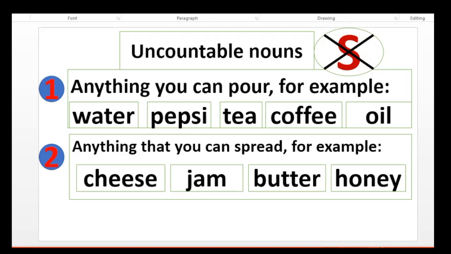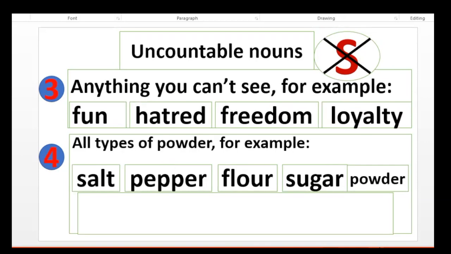Now let's have a look at the uncountable nouns. Uncountable nouns are anything that you can pour. For example, you can pour water, Pepsi, tea, coffee, oil, or anything that you can spread. For example, you can spread cheese on the pizza, jam in the sandwich, butter, or honey.